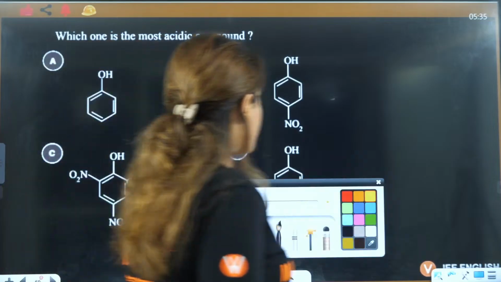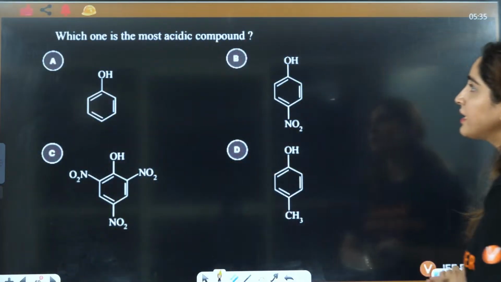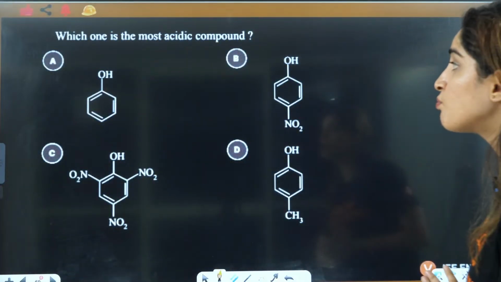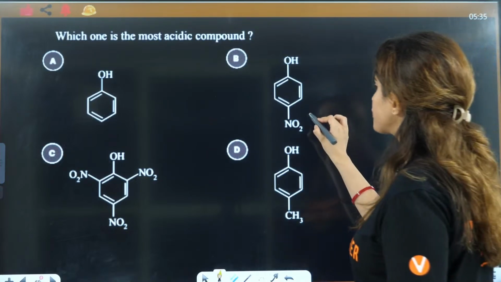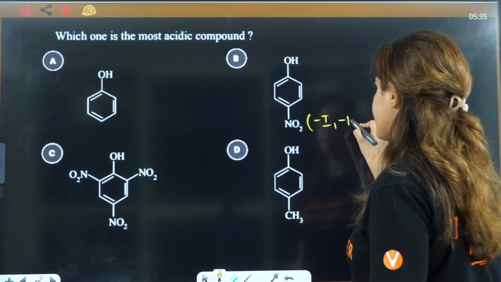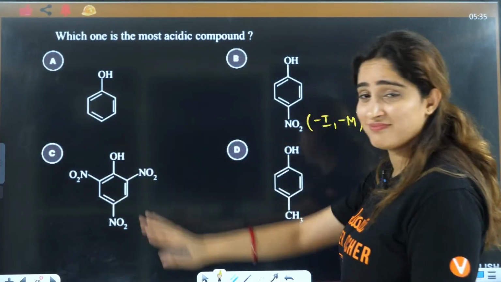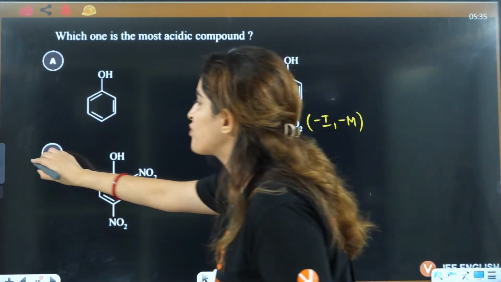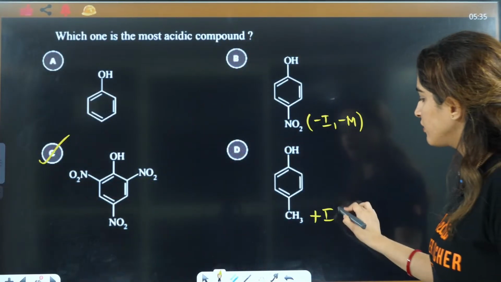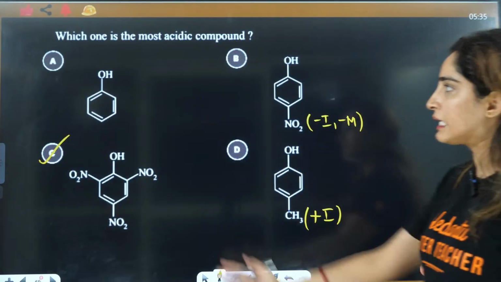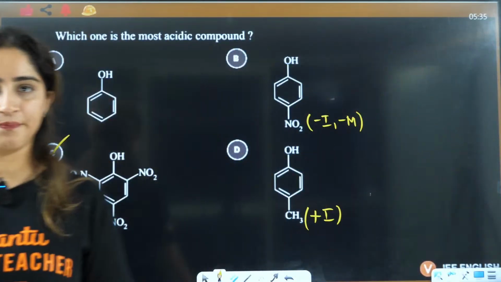Next question is based on this. Which of the following is the most acidic compound? Out of this, this is showing -I and -M. This is picric acid, obviously the most acidic in nature. Here it is donating, so it will make it less acidic. Here there is no effect.